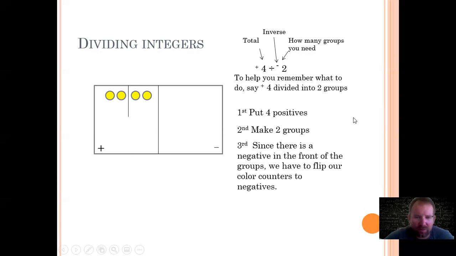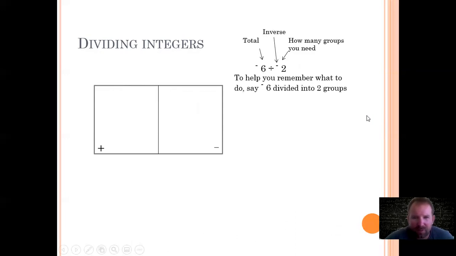Now, third, since there's a negative in front of the groups, we have to flip our color counters. This is the same thing as our inverse or opposite. It's just not here. So in multiplication, our inverse is here. In division, our inverse is on the other side. So what are we going to have in each group? We're going to have a negative 2. Easy enough.